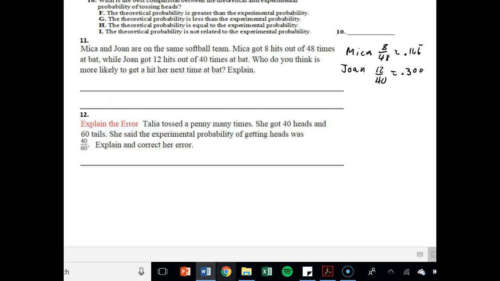Number 12, Talia tossed a penny many times. She got 40 heads and 60 tails. She said the experimental probability of getting heads was 40 out of 60. Something wrong with that 60 there. Remember, did she toss the coin only 60 times? Well, if she got 40 heads and 60 tails, she must have tossed it 100 times. That's where she messed up. So write your answers out for 11 and 12 on those lines there.